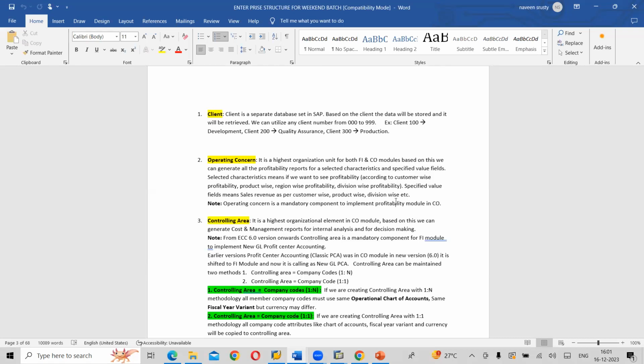It is the highest organizational element in the CO module. It's not the FI module, it is a CO module. Based on this, we can generate cost and management reports for internal analysis and for decision making.